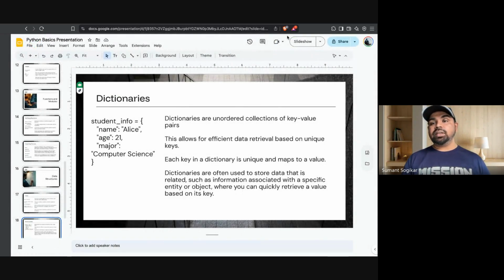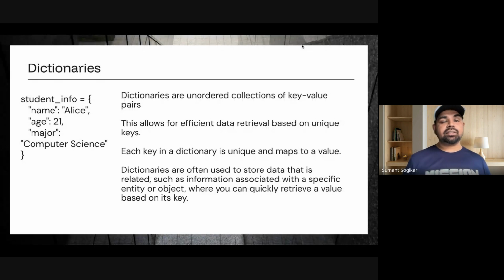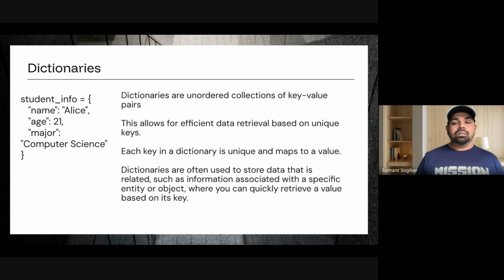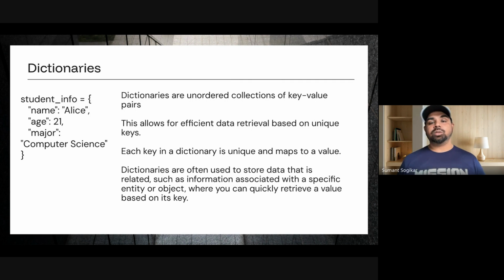Okay, so we come down to the last section, which is the dictionary. You can think of dictionaries as key-value pairs. If you have ever used a dictionary, you know how it is, right? You have all the words and then you have the meaning of those words. So basically a dictionary in Python is similar. What you have is a key.